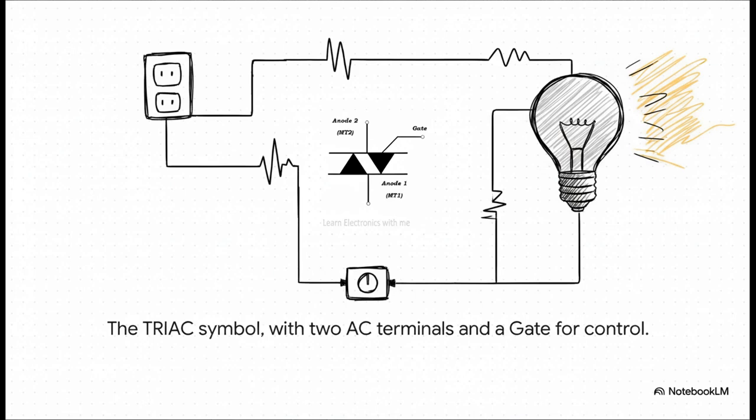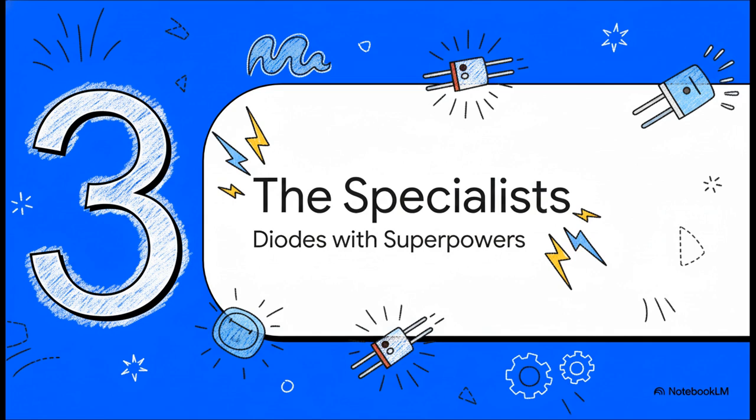Pretty cool, right? Okay, now things are about to get a little weird. Let's look at some components that almost seem to bend the rules of physics. They perform these really specific, almost magical jobs. These are basically diodes with superpowers.